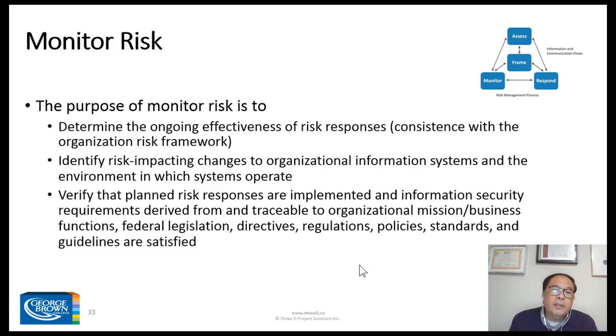So you need to monitor the risk from that perspective, whether the risk treatment, the risk response from the last time you did the assessment, is still sufficient. Okay, so you verify that planned risk responses are implemented, and whether the information security requirements, derived from and traceable to the company's mission statement, function, and maybe from the government and so on. So it's like a continual process of making sure the risk is still under control, basically.